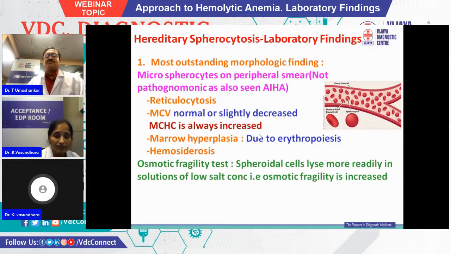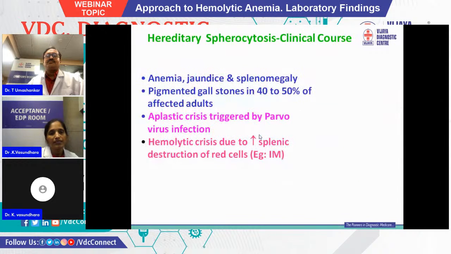And this is a special test for hereditary spherocytosis: the osmotic fragility test. These spheroid cells get lysed more readily in solutions of low salt concentration. So you have increased osmotic fragility with hereditary spherocytosis. The patient has clinical features of anemia, jaundice, and splenomegaly. Because there's more lysis, he'll have pigmented gallstones.